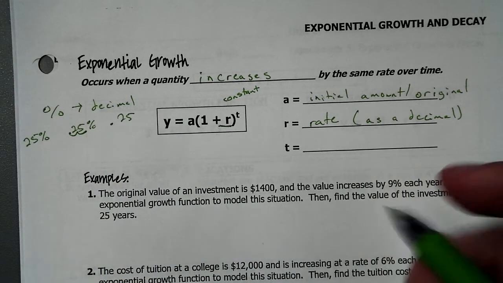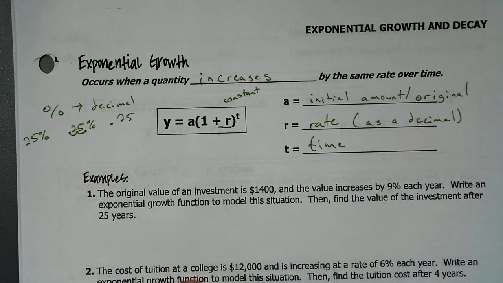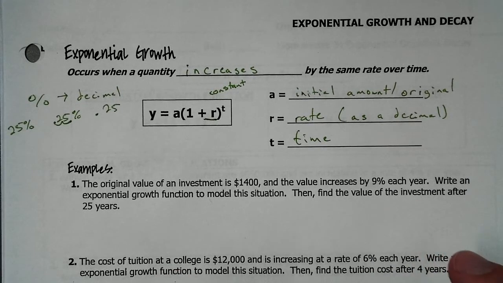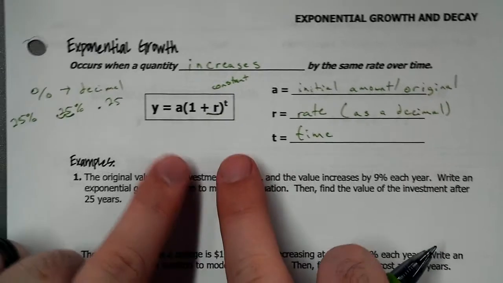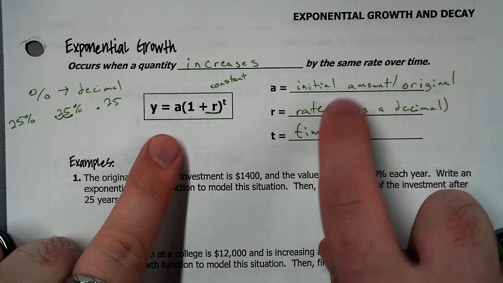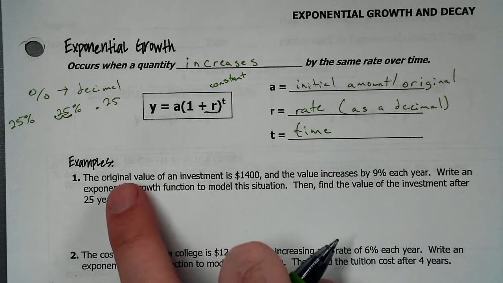Now T stands for your time. It could be years, months, seconds. So just know it's whatever the problem gives you, and you'll have to identify that. Now, what we're going to do is build this equation based on reading the problem, find the initial, the original, find the rate, and then find the time. How much is it going by?